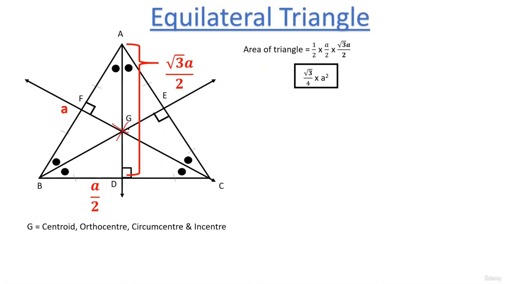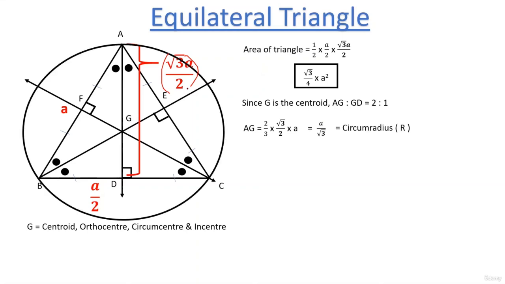If the centroid trisects the median, guys, I will say that AG is to GD will be equal to 2 is to 1. This I'll write in a slightly better way. Okay. And now what will we do? We will break root 3 A by 2 into two parts. One will be 2/3, which will be AG, that will be A by root 3, and the other will be our GD, which will be 1/3 of root 3 A by 2, which is A by 2 root 3.